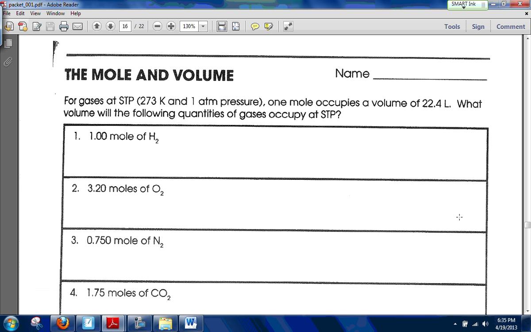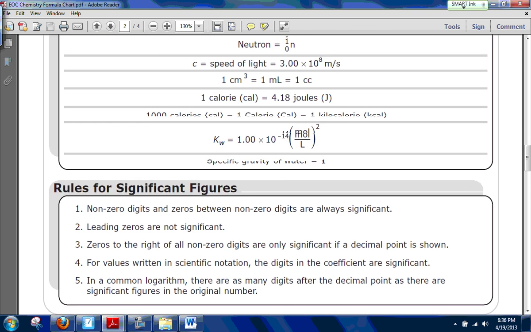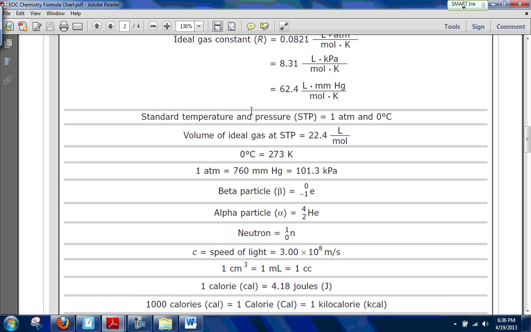All right, mole and volume. For gases at STP, 1 mole occupies a volume of 22.4 liters. What volume will the following quantities of gases occupy at STP? Okay, so we have 1 mole of H2 gas. Well, we said 1 mole equals 22.4 liters. Done. Now, the great thing is that is also on your formula chart. It says volume of ideal gas at STP equals 22.4 liters for every mole.